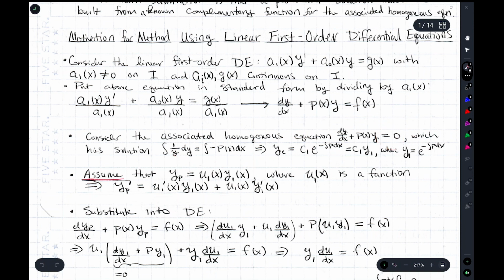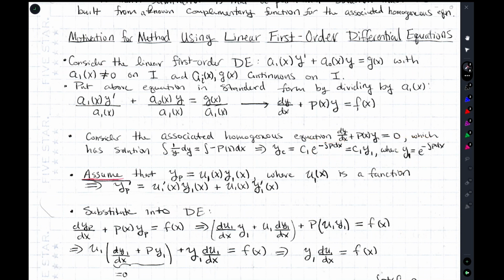And we could solve this by, say, separation of variables. And we get this complementary solution. This is just the general complementary solution to the associated homogeneous equation, the complementary function. And we're going to define y1 to just be this part. So we're going to ignore the constant and let y1 just be that.